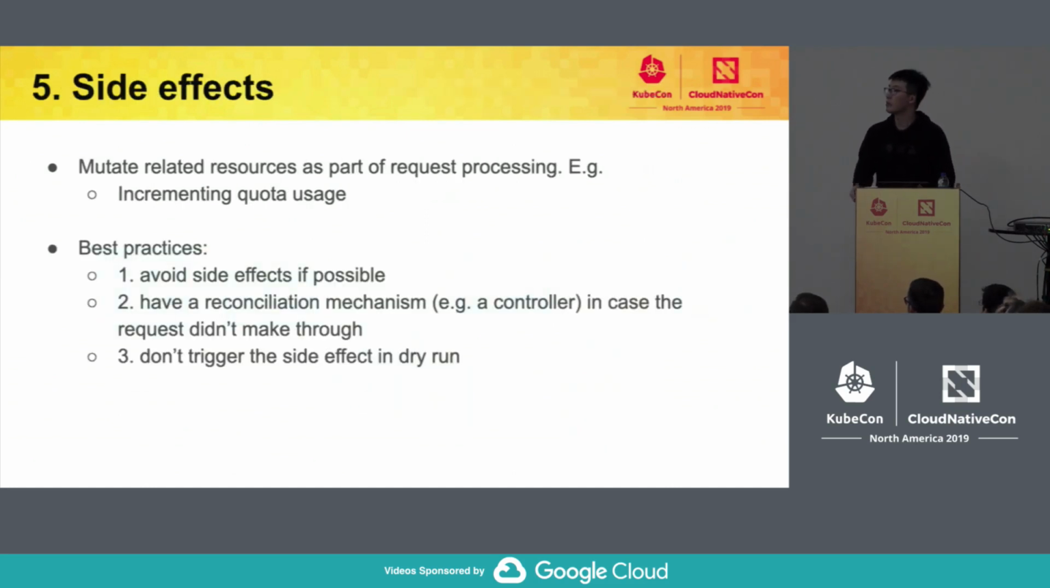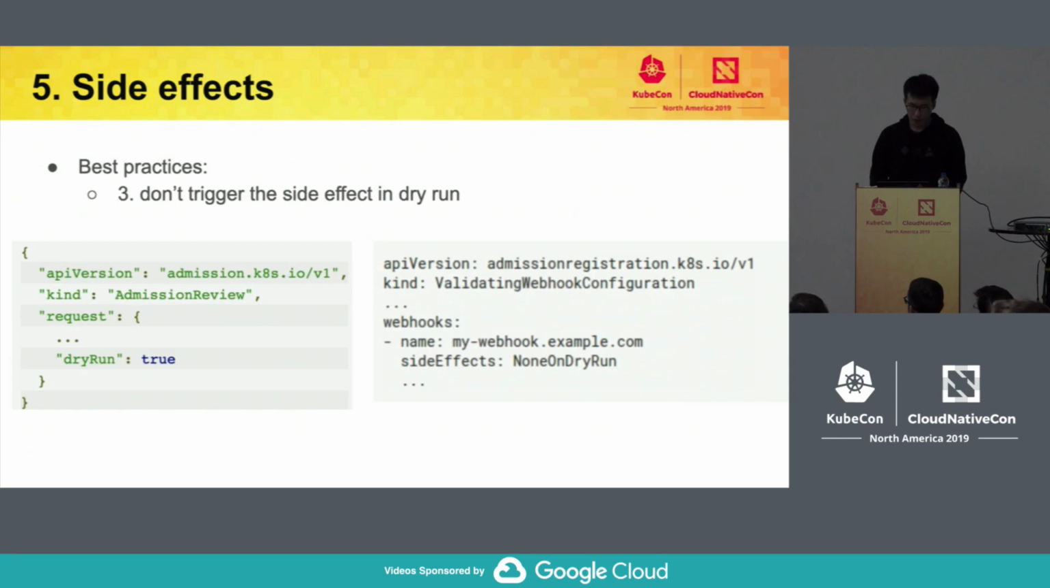Side effects. Some admission webhooks may mutate related resources as part of the request processing. For example, a resource quota webhook may increment the quota usage when it admits API requests that consume the quota. The best practice is to avoid side effects if possible. If a side effect is required for your admission webhook, make sure to have a reconciliation mechanism. For example, a controller that decreases the quota usage in case the request didn't make it through because it was rejected by something else in the admission chain. And also, don't trigger the side effects if an admission review has dry run set. And the webhook configuration should specify its side effects to be none on dry run.